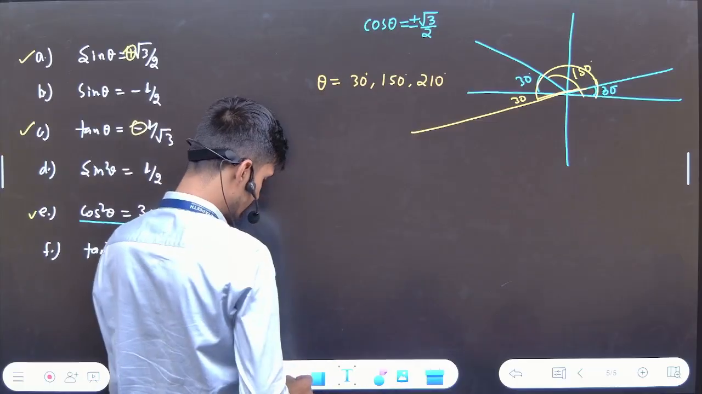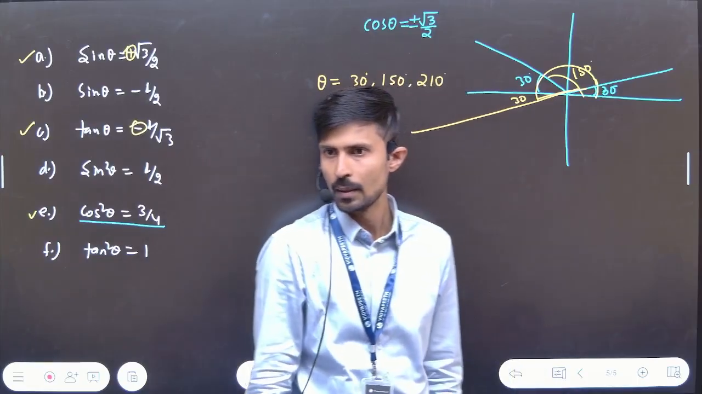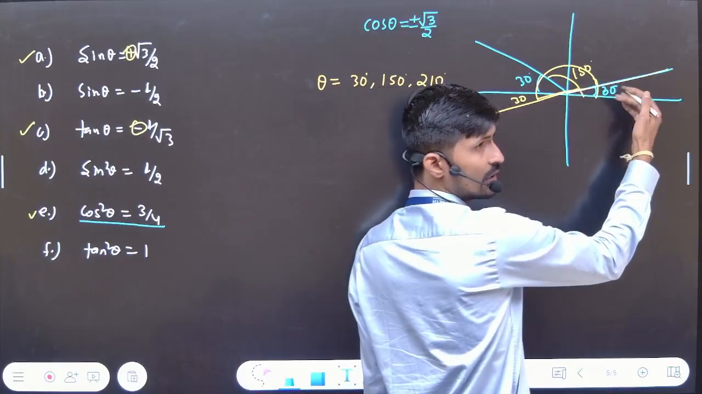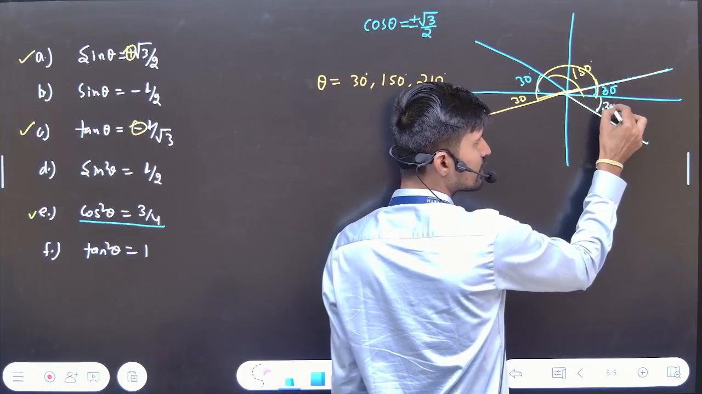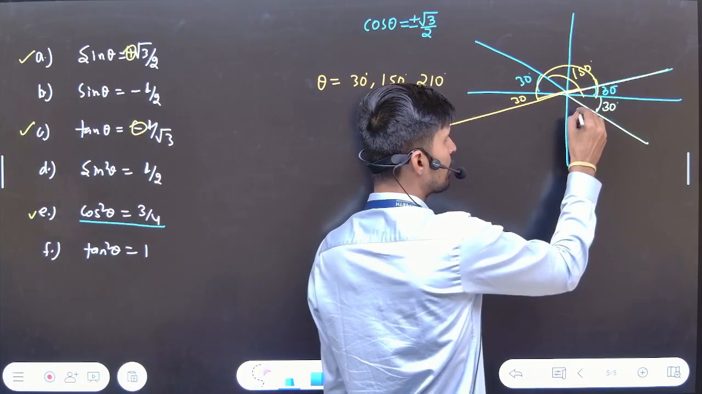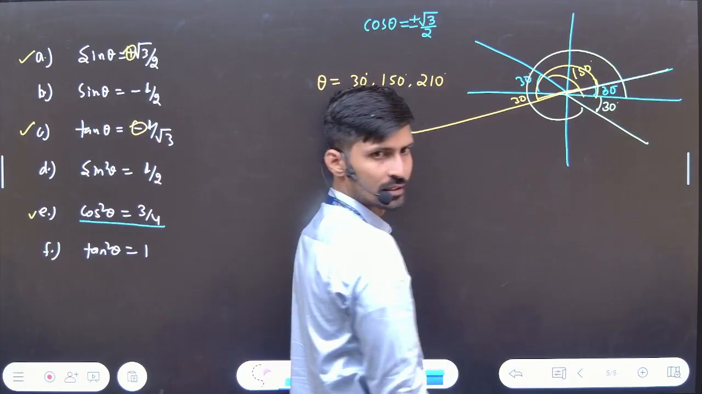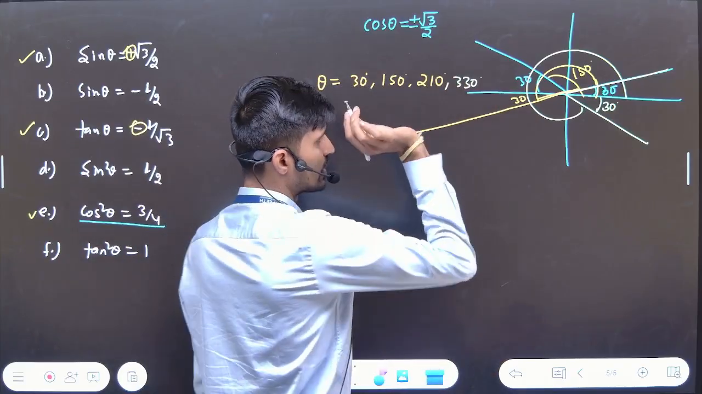Okay. Next and last, how will we find the fourth quadrant angle? So simple, this line is there in the first quadrant. Take the image on this side. So this will become the 30 degree image. Now measure this angle. 360 minus 30, 330. The fourth angle is 330. Very simple.